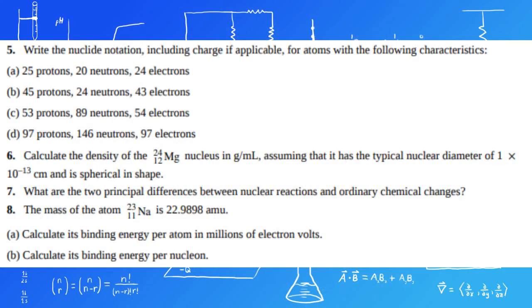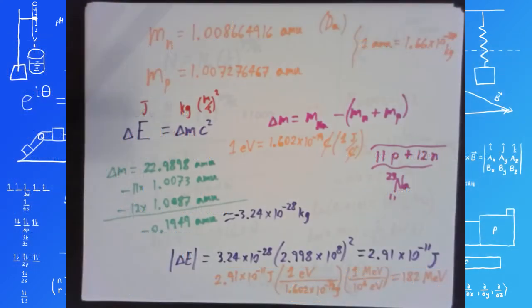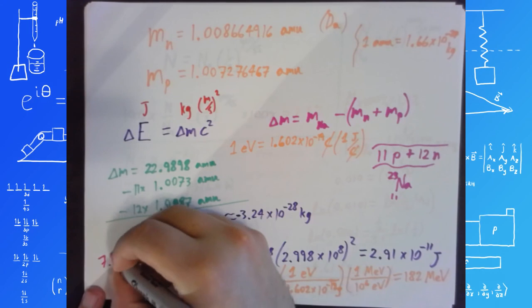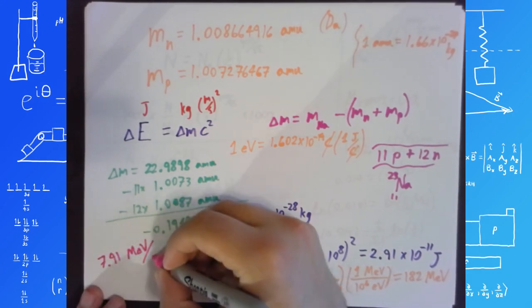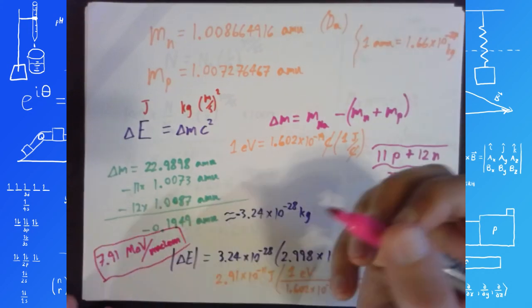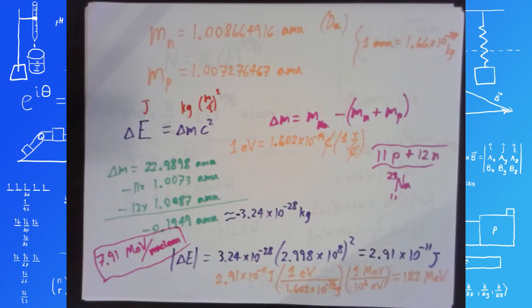Then they want the binding energy per nucleon. So this is really easy. Take the binding energy for the whole atom and divide it by the mass number. In this case, we've got 23 nucleons, 12 neutrons and 11 protons. So take your 182 mega electron volts divided by 23, an exact division, by the way, so you should still come out with 3 sig figs. That's 7.91 mega electron volts per nucleon. All right, and that's basically how you do problems with mass defect.